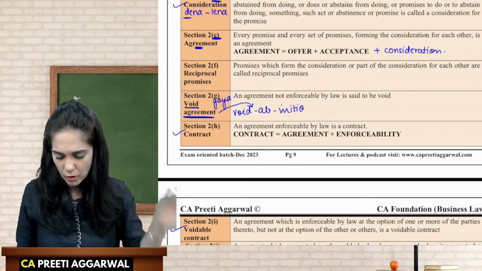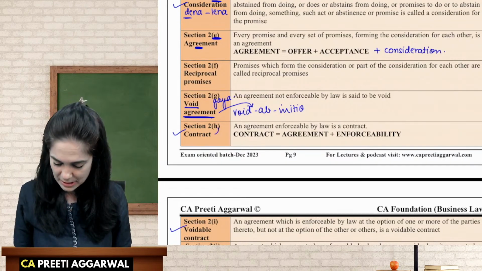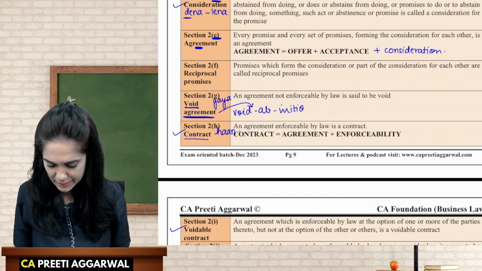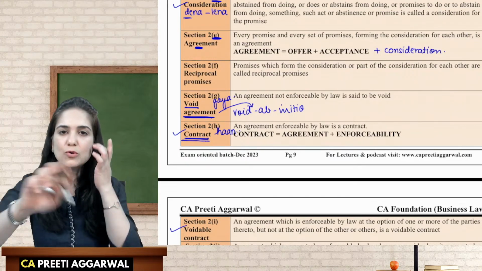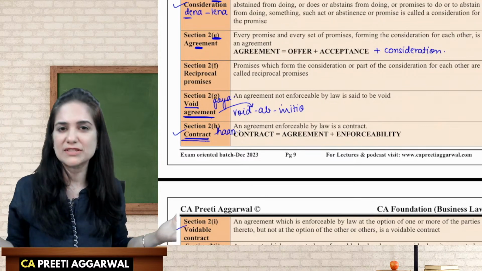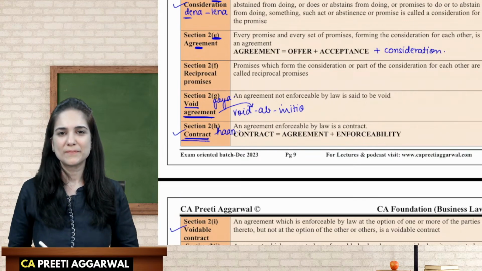Now, if all the essential elements are present, then it becomes a contract. Section 2 Clause H: all the essential elements are present, 2H defines contract.